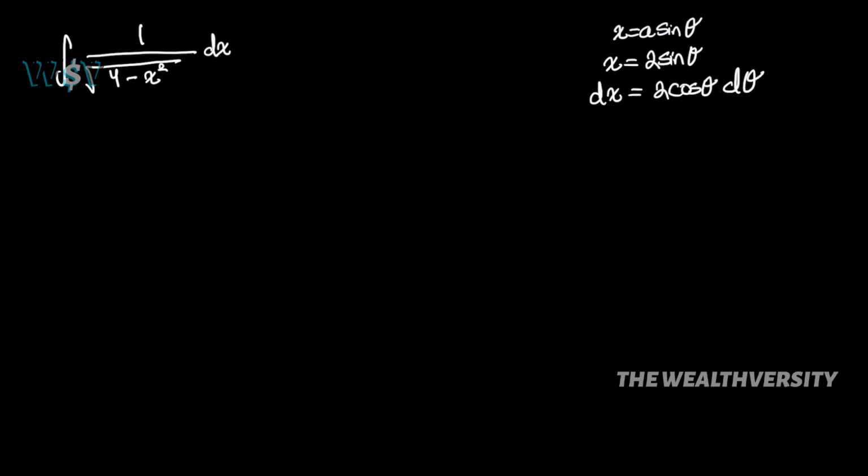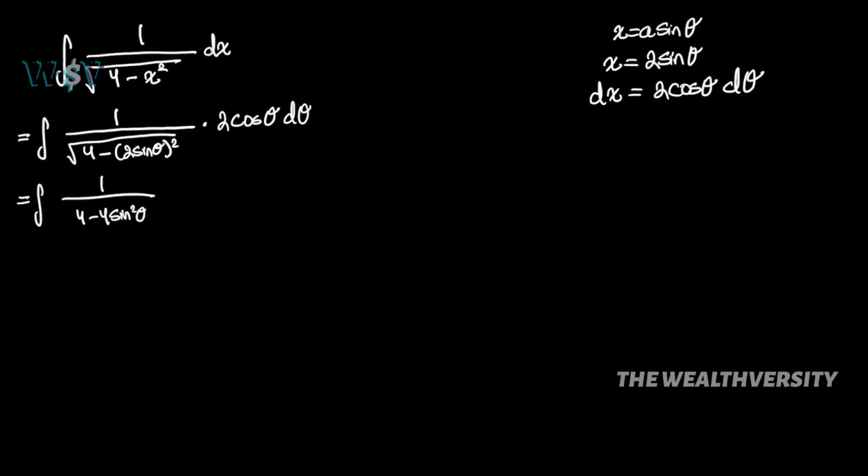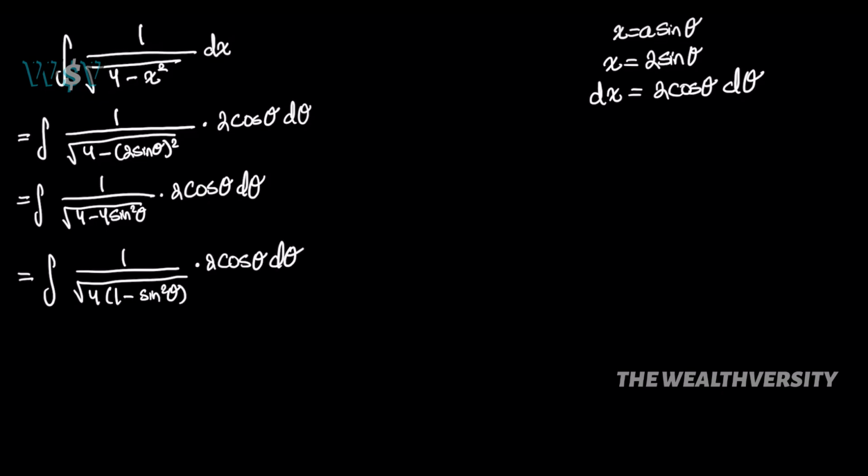Now we sub these into the integral, and we now have 1 divided by the square root of 4 minus 2 times sine theta squared, times 2 cos theta. We expand the exponent, so we will have 4 times sine theta squared. We can factor out the 4 within the square root, so we can have 4 times 1 minus sine theta squared, which is an identity that equals cos theta squared.